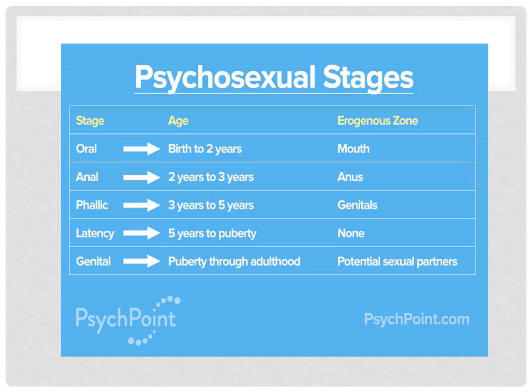Let's start with the first one, which is the oral stage. The oral stage runs from birth to 2 years old, and the oral erogenous zone is the mouth. When we say erogenous zone in psychosexual stages, it means this is the center of interest of the person or the child. What happens in this stage? Children derive pleasure from oral activities, including sucking and tasting. They like to put things in their mouth.